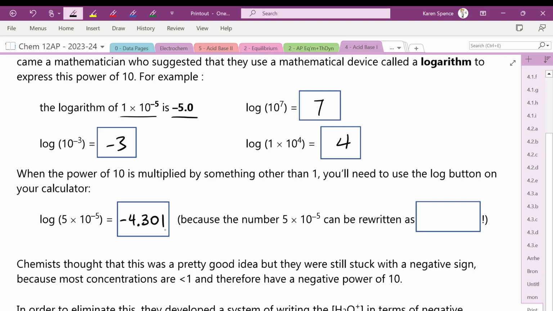Okay. So all you're going to do is type log and then that number, and see what the answer is: negative 5. Okay? Because the number 5 times 10 to the negative 5 can be rewritten as 1 times 10 to the negative 4.301. That's literally what that means.